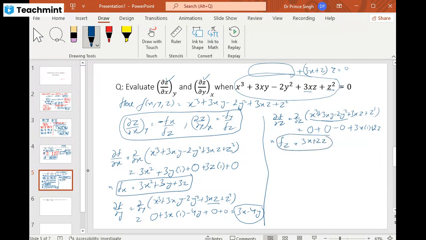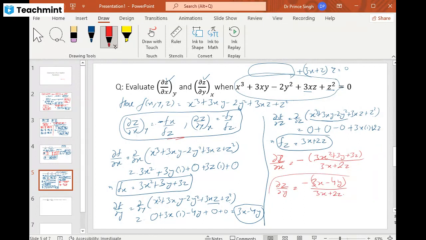So all the three derivatives are known. Substituting in this formula, we can get ∂z/∂x as minus of fx, that is 3x² + 3y + 3z, upon fz. fz is 3x + 2z. And what is ∂z/∂y? Minus of fy, 3x − 4y, and fz is 3x + 2z. So this is the solution of this problem. Right?